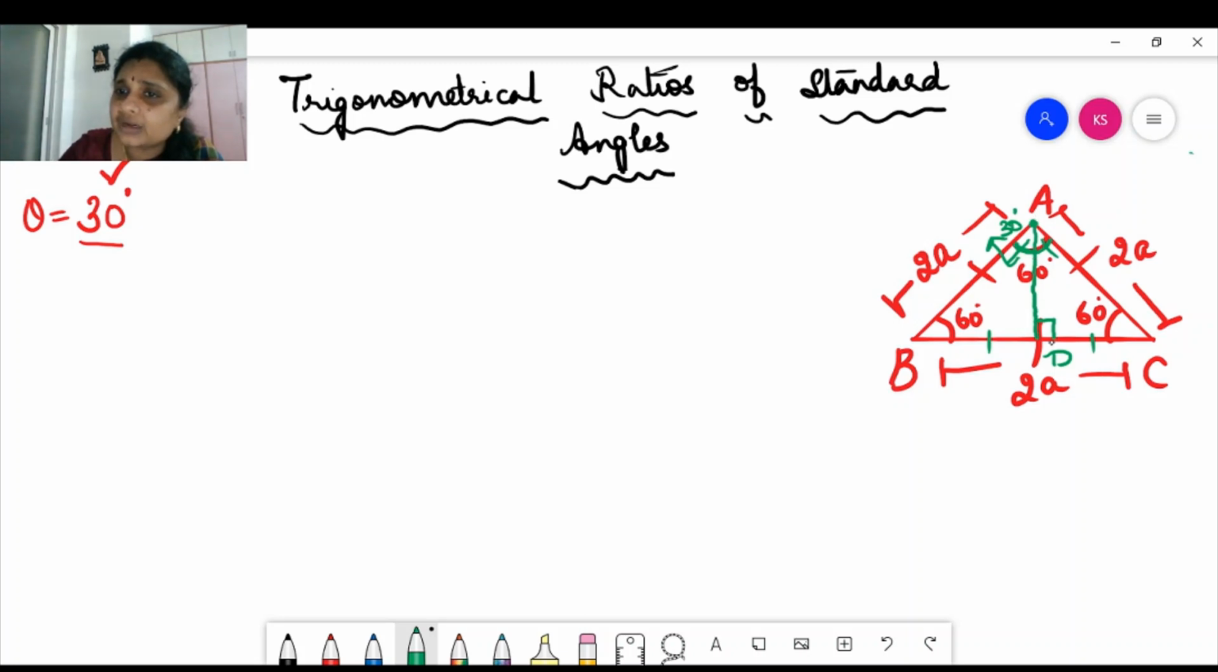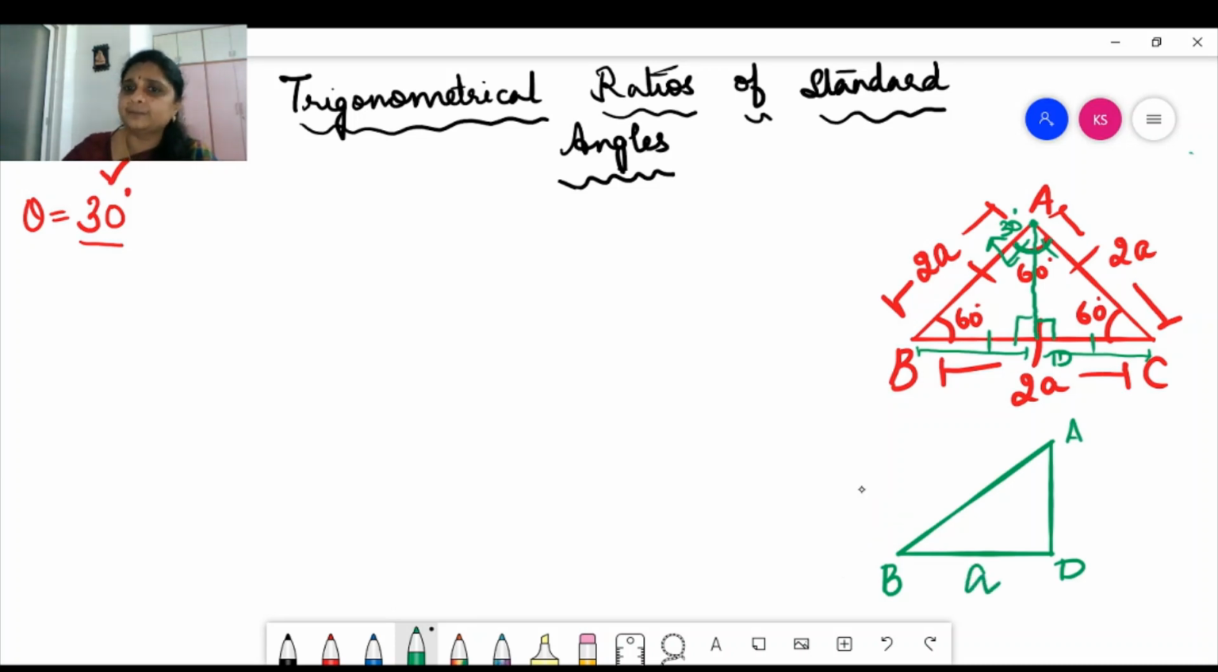Not only that, I have a right angle triangle also with me. So I'm going to take the right angle triangle ADB. Let me draw it here so that it's clear. I'm just picking up the right angle triangle and putting it here. So this is B, this is A, and this is D. Now, I told you that it is bisecting the base, meaning it is dividing the base into two equal parts. The whole base measures 2A, so BD is going to be half of it, that's going to measure A. And AB, we have taken it as 2A, the side of the equilateral triangle.